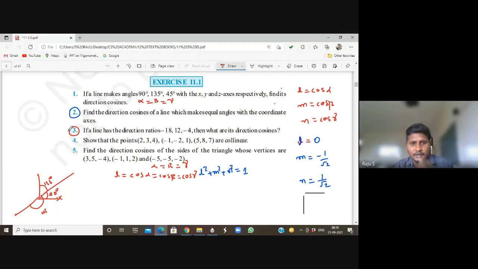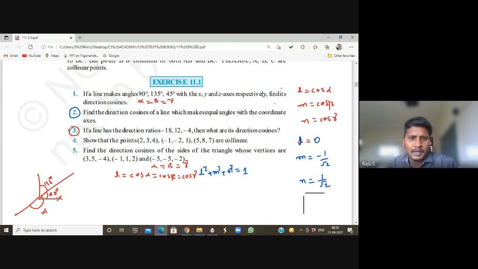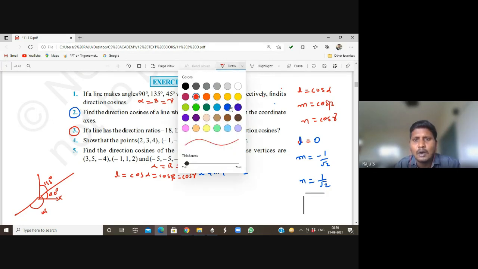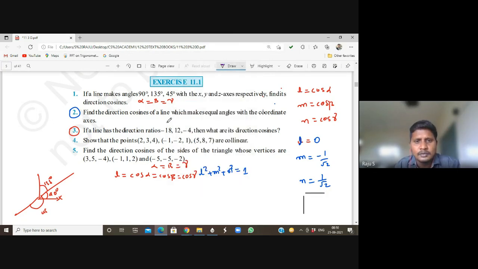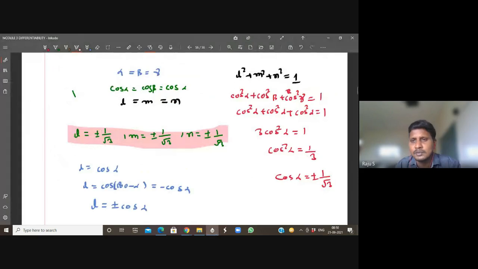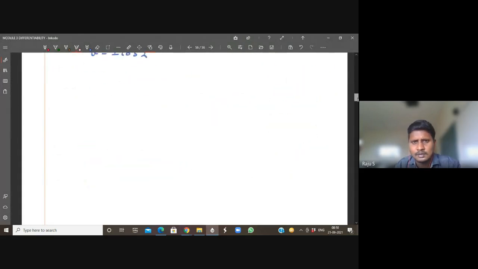Right. Fine. A line has direction ratios. I clearly told you that direction ratios are always denoted by small a, b, c. Direction cosines are l, m, n. Here the direction ratios are given and we want to find the direction cosines. How can you find the direction cosines? Very simple, students.